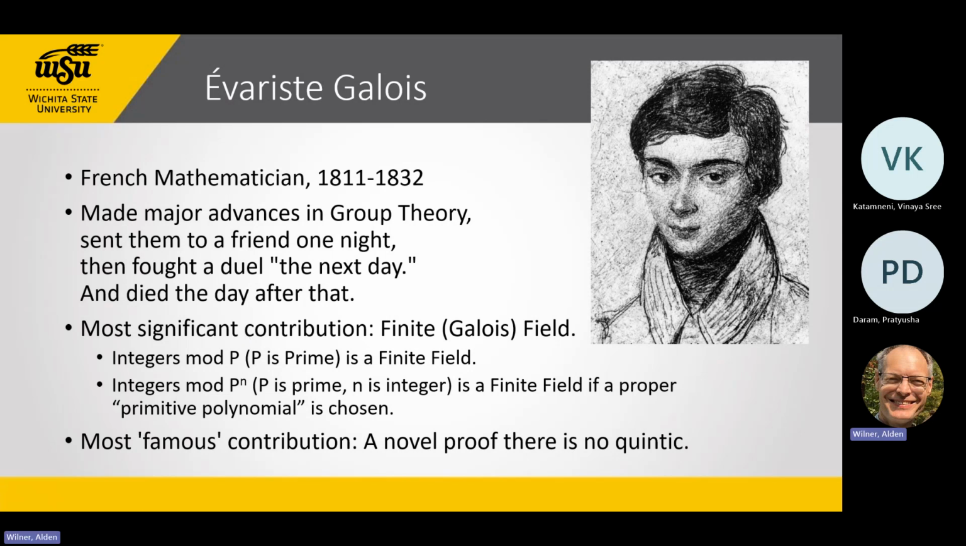Famous stories of crazy mathematicians going out and getting shot and dying young, right? His most significant finding is, of course, that integers mod p is a finite field where p is prime. Integers mod p to some power, p is prime, is a finite field if a proper primitive polynomial is chosen. So he came up with the concept of a primitive polynomial, a thing you could apply to your 2 to the power field. 2 to the power 3 is equal to 8. 2 to the power 4 is equal to 16. You could apply this primitive polynomial and make the divisors work. So we'll show you how that works.